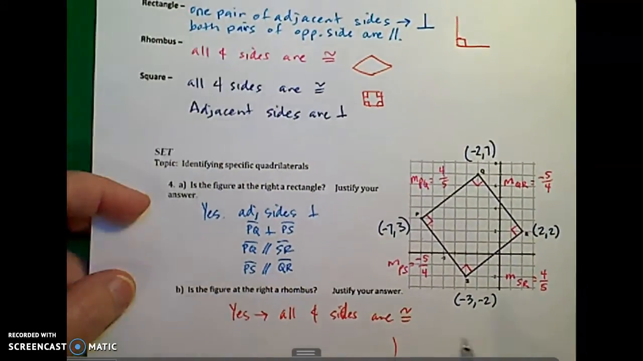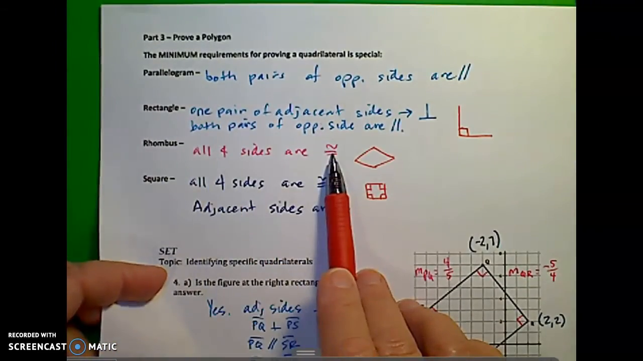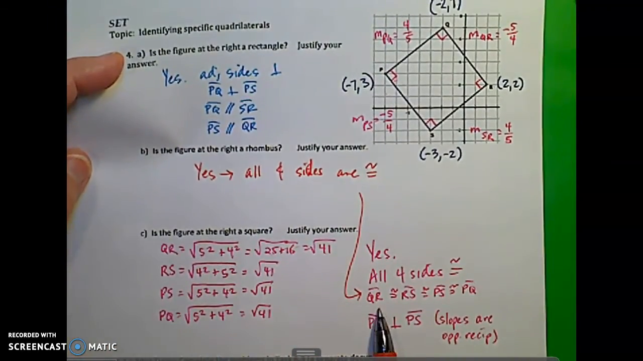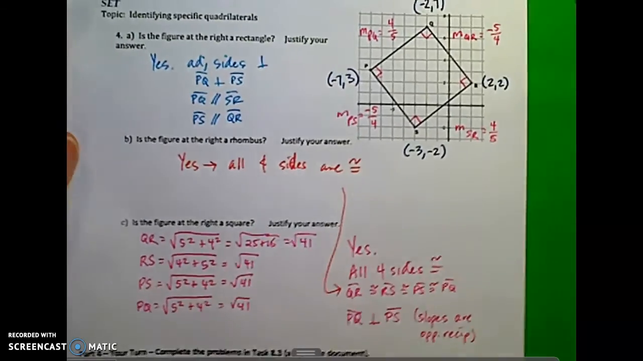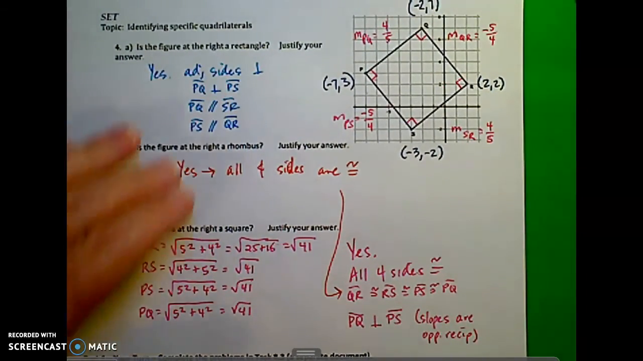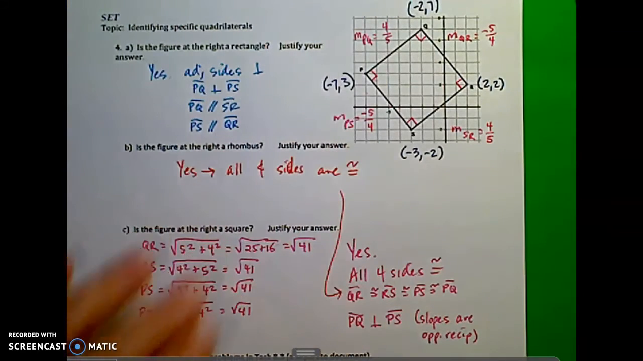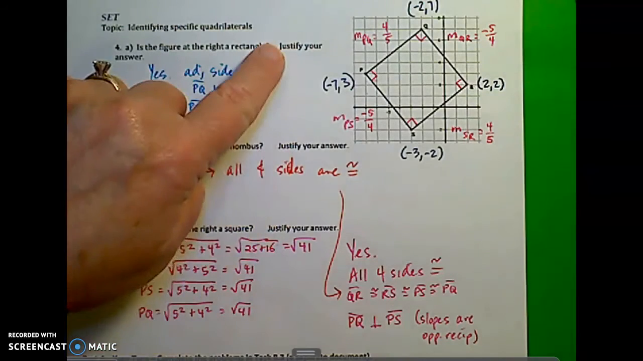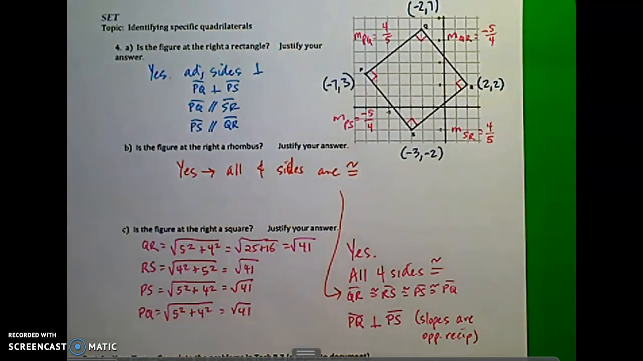Is it a rhombus? What's required for a rhombus? All four sides are congruent? Yep, they are. And I showed that here with my work on the square. So there you go. There is all the properties of the square, rhombus, and rectangle documented, and basically we proved and justified all of those shapes.